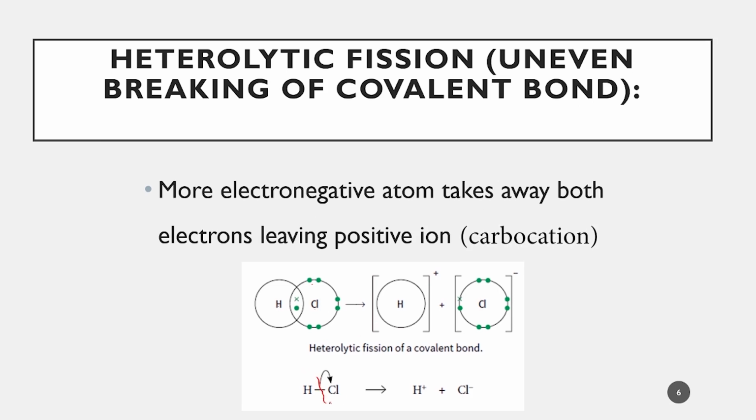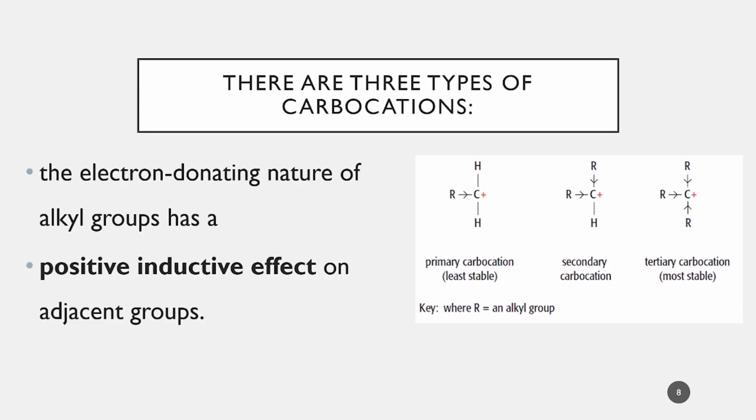So the breaking of the bond in that case would result in the formation of what we call a positive ion and a negative ion. Now if you look at the formation of the carbon cations in case of the heterolytic fission, you could see that the alkyl group will have what we call a positive inductive effect on the adjacent group. In here you could see that this carbon atom is carrying the positive charge, and this alkyl group is actually allowing for the distribution of the positive charge on this carbon and the adjacent group. This is what we call the inductive effect.